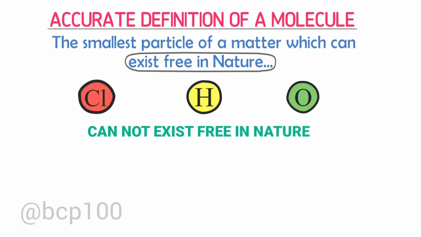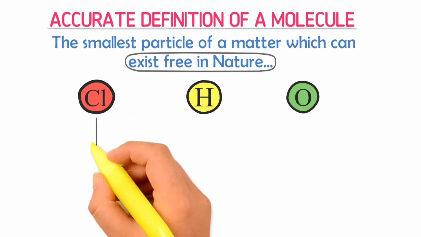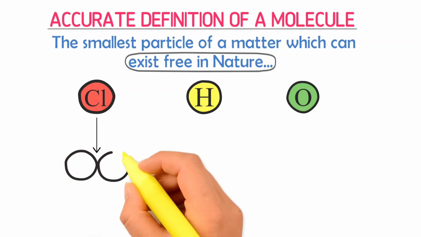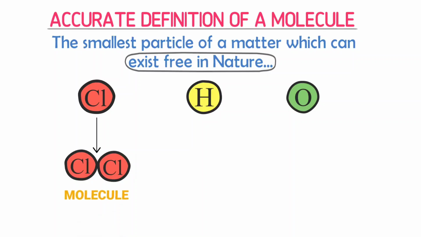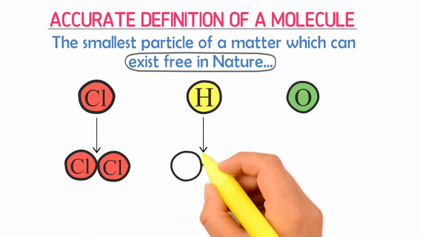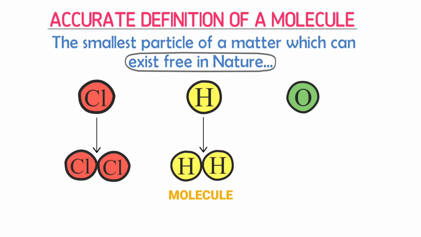They all can't exist free in nature. A chlorine atom exists in nature in combined form as a chlorine molecule. A hydrogen atom exists in combined form as a hydrogen molecule, and an oxygen atom exists in combined form as an oxygen molecule.